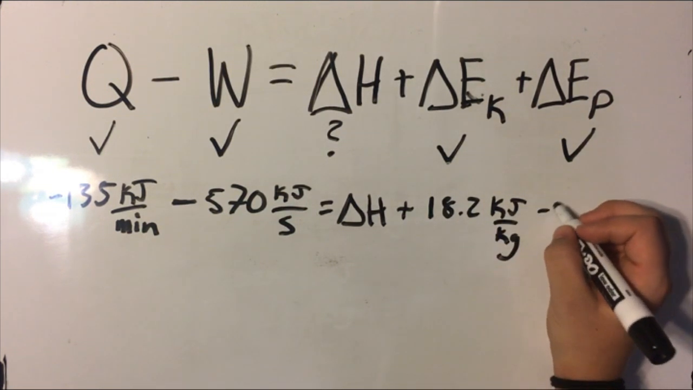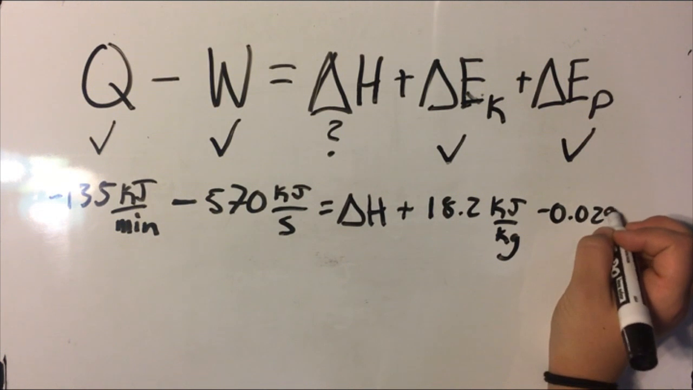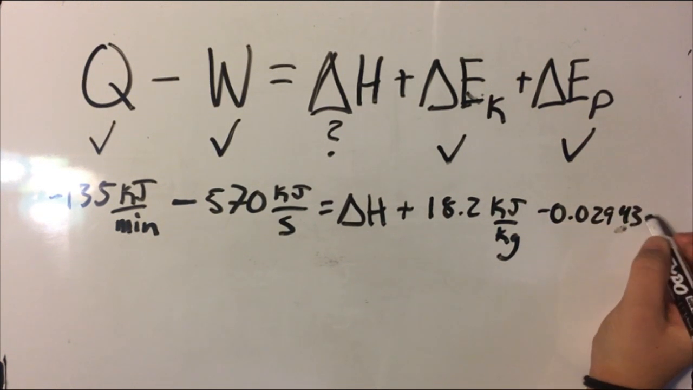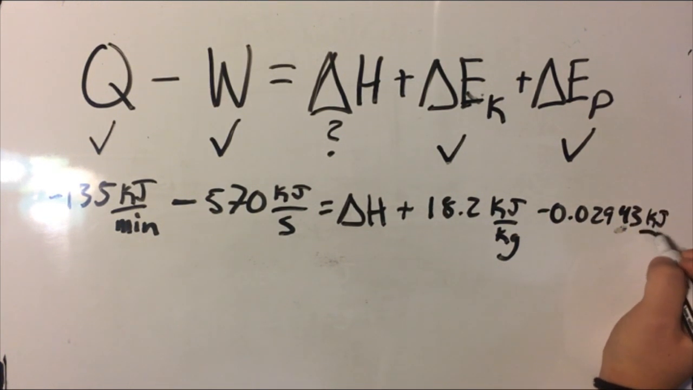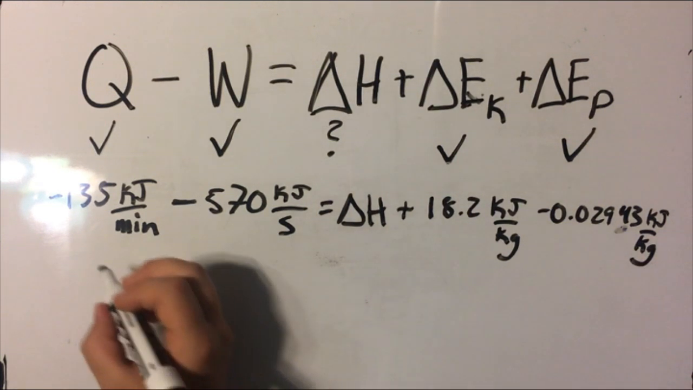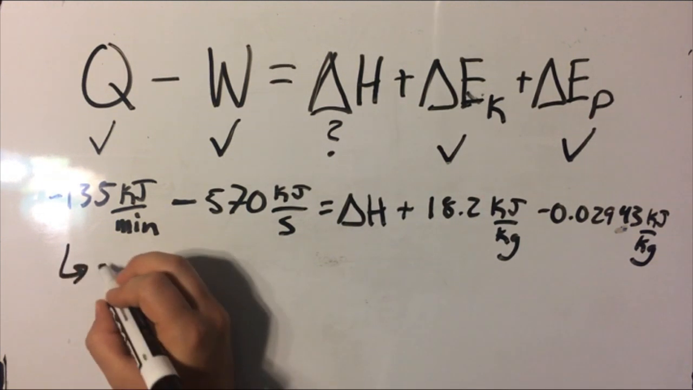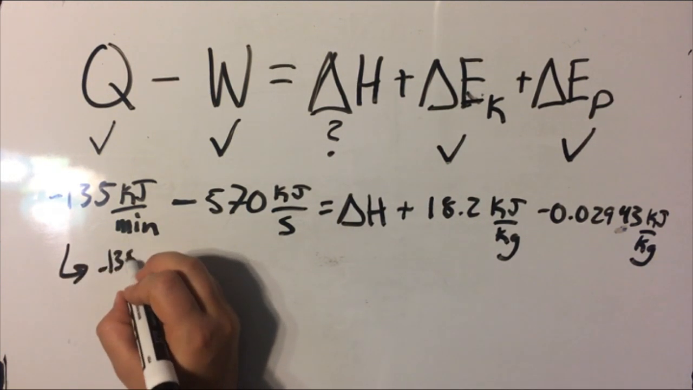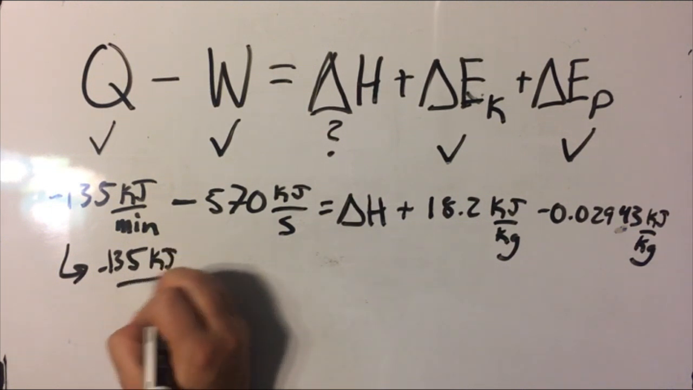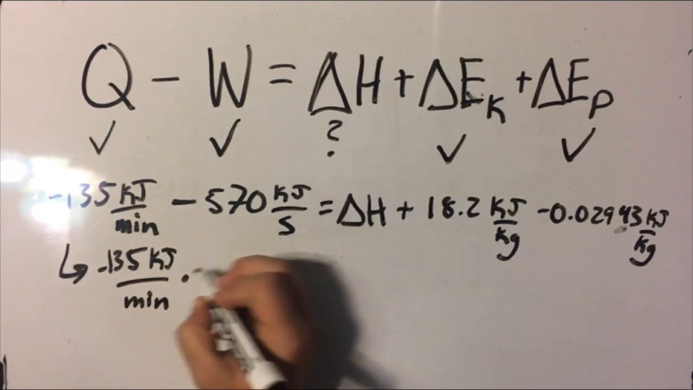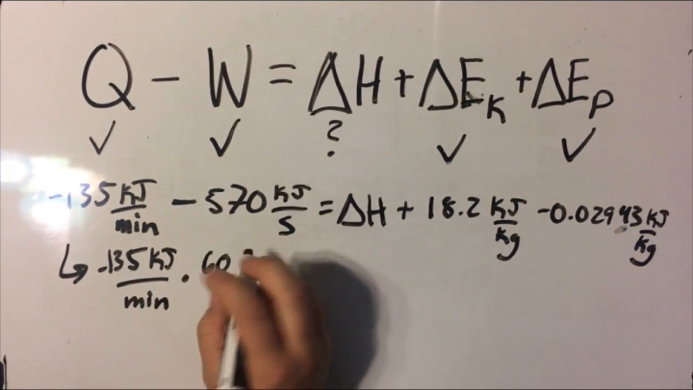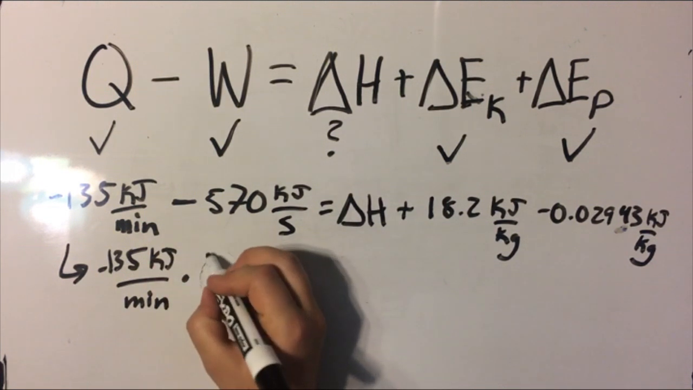and 0.02943 kilojoules per kilogram. Now we're not quite all in the same units, so we're going to have to go through and do a little bit of unit conversion. So we'll start with our heat term. So we have it in terms of kilojoules per minute, and change that to kilojoules per second.